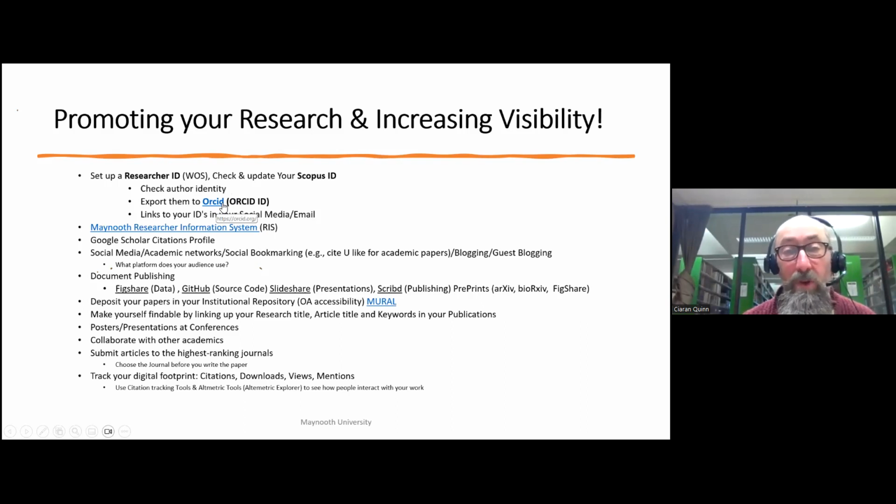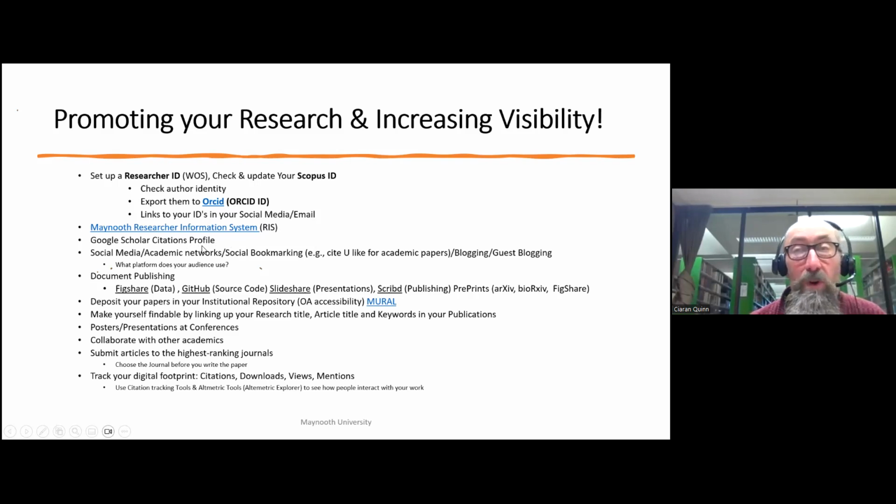You can also make available your CV, your funding, all that kind of stuff. So anything that you want to publicize about yourself or your work, ORCID is great for that. And you can link those ideas to your social media. Get your papers up on Maynooth Researcher Information System. Great again for getting your papers out there. When people go in and look at your profile, make sure your papers are there.